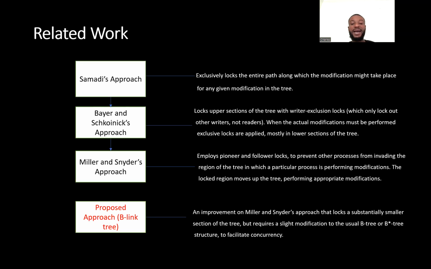Now, Miller and Schneider's approach was quite a good improvement, which employs the pioneer and follower locks to prevent other processes from invading the region of the tree. So the locked region moves up the tree, performing appropriate modification. And followed by our proposed approach, which is the B-link tree.